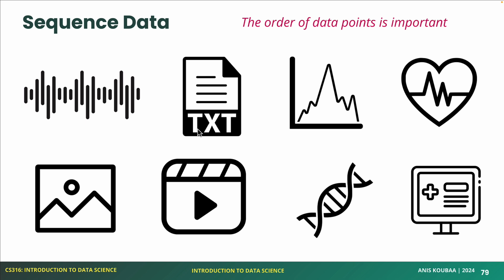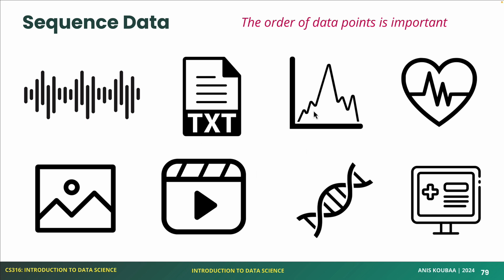Also the text. In text, we have a logical order between the words. So if you take a sentence and formulate it with a sequence of words, and you change the order of words in the sequence, you're going to have maybe no meaning or a different meaning. So the order of the data points is important.